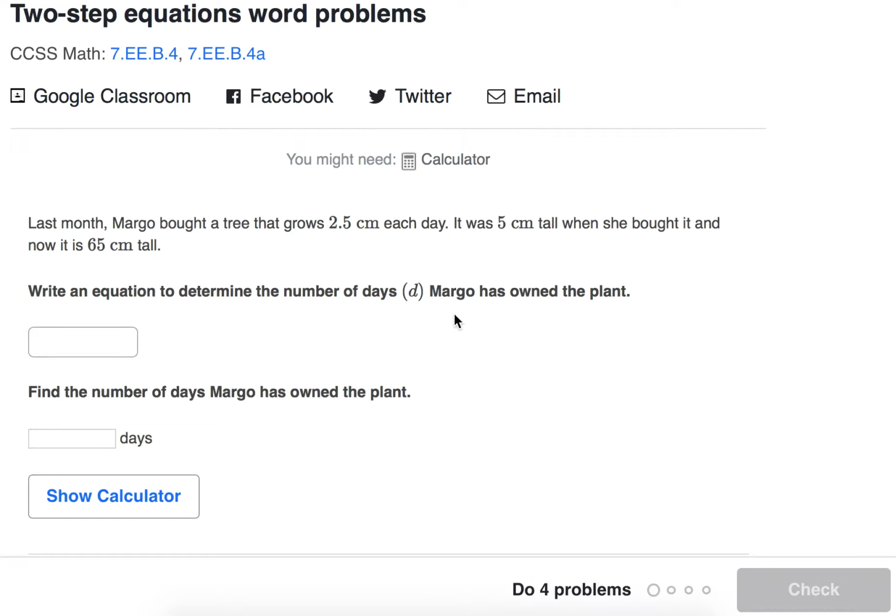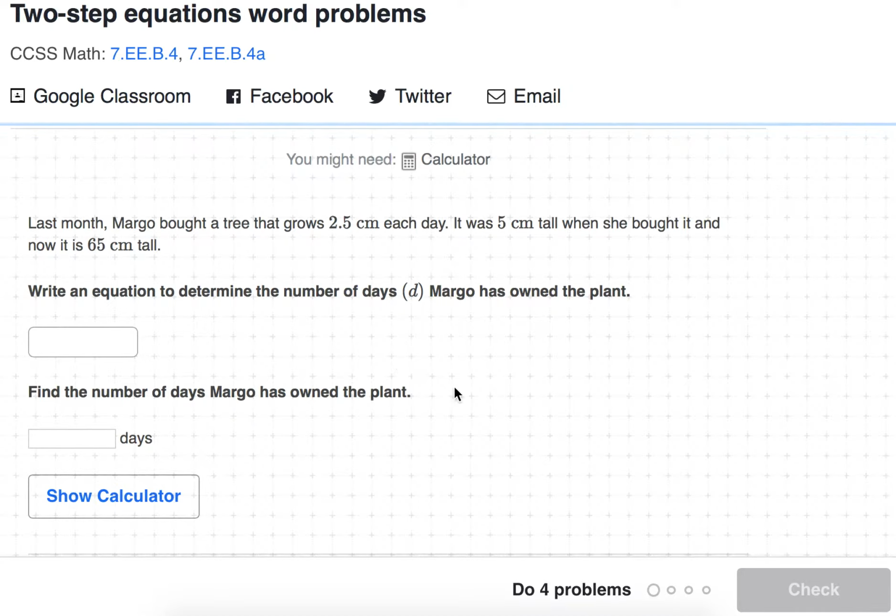We're going to look at solving two-step equations word problems on Khan. Last month, Margot bought a tree that grows 2 centimeters each day. It was 5 centimeters tall when she bought it, and now it is 65 centimeters tall. Write an equation to determine the number of days D Margot has owned the plant.